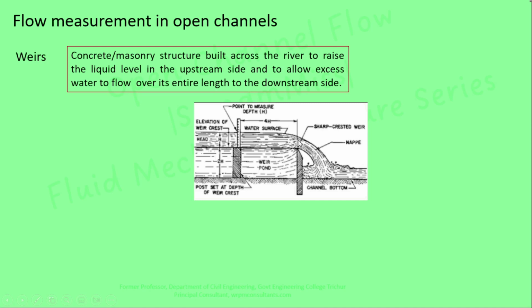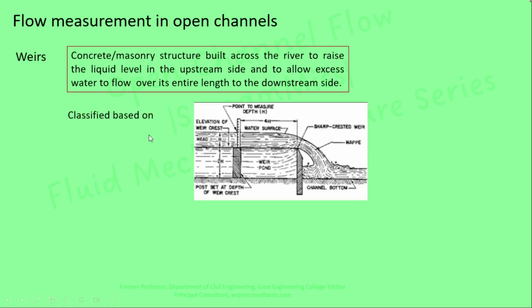It is freely discharging to the downstream side. When the water approaches this weir, the surface profile gets curved. In order to avoid the curved nature of the water surface profile, H is measured at a distance of 4 to 5 times H from the upstream of this weir.